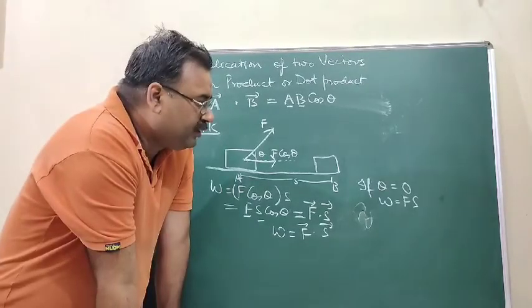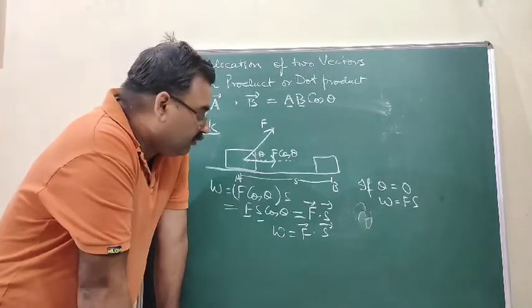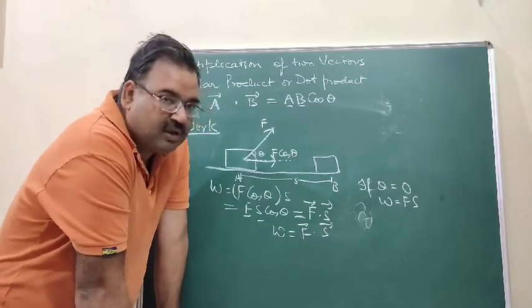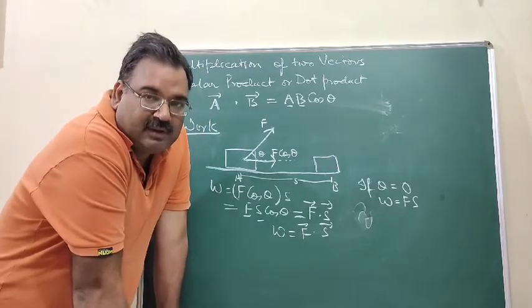Now if theta equal to 0, then cos 0 equal to 1, then W will be equal to Fs. And this is the maximum work that will be done.